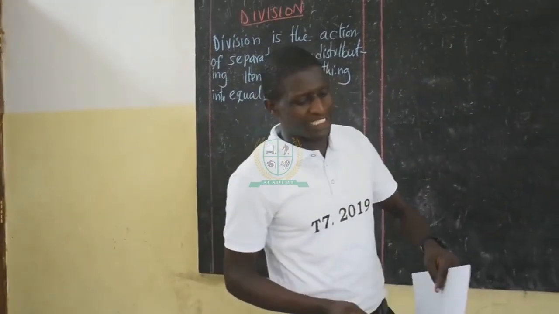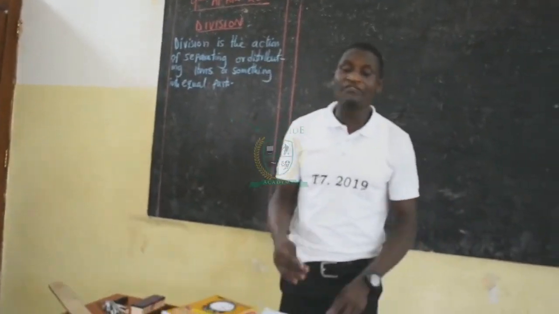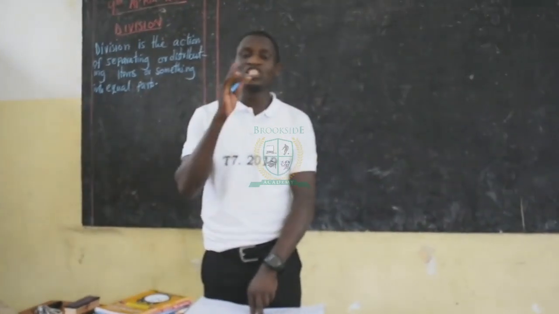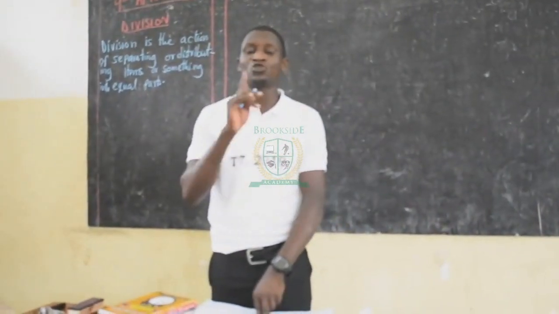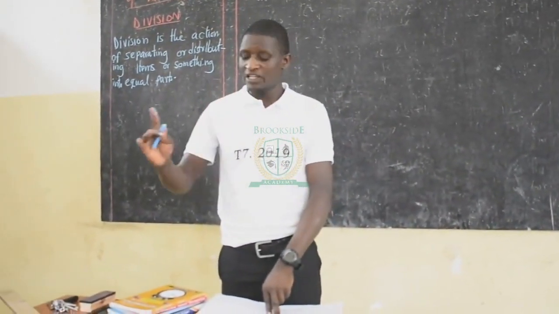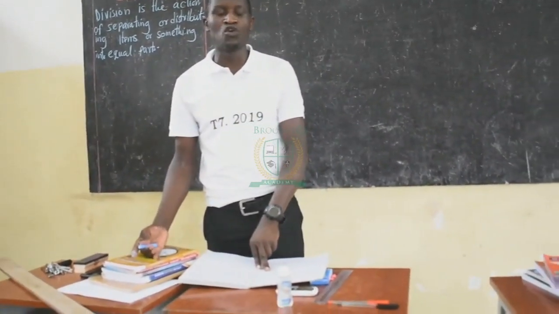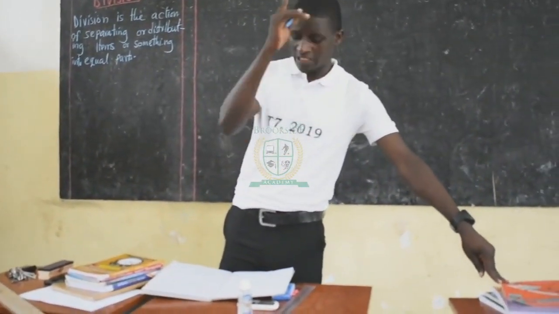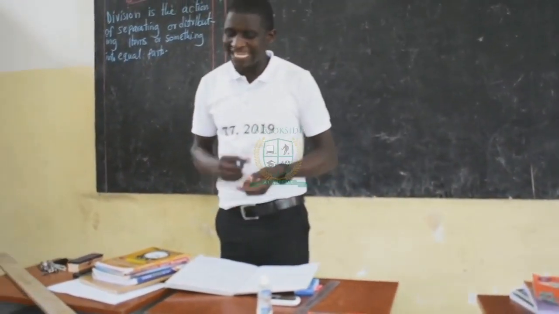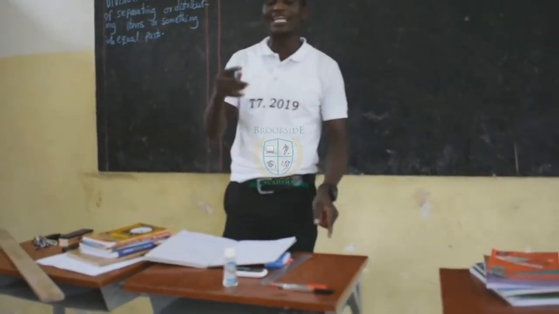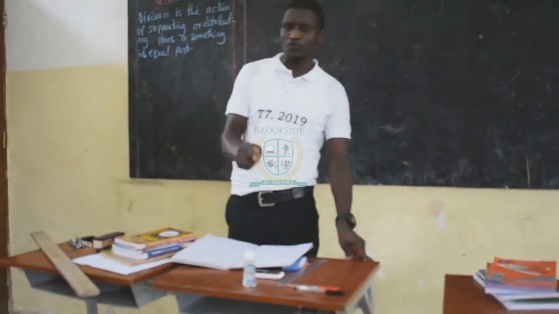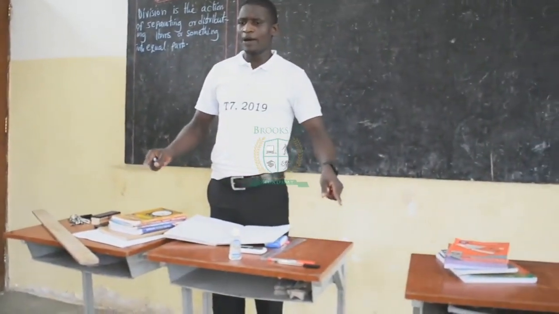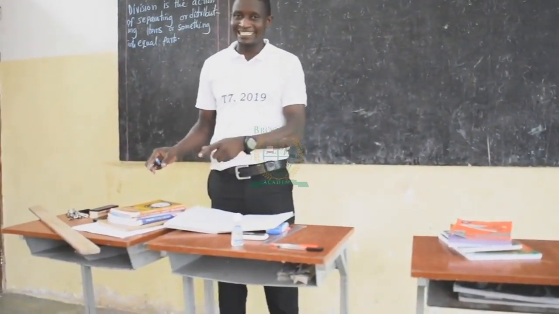Why do we say equal parts? Remember, we have 12 books, and these 12 books we have distributed into 2 equal parts. Here, a pupil on the right hand side has 6 books, and a pupil on the left hand side has 6 books. So we have done an action of separating the books, or an action of distributing 12 books into 2 equal parts. These are items.